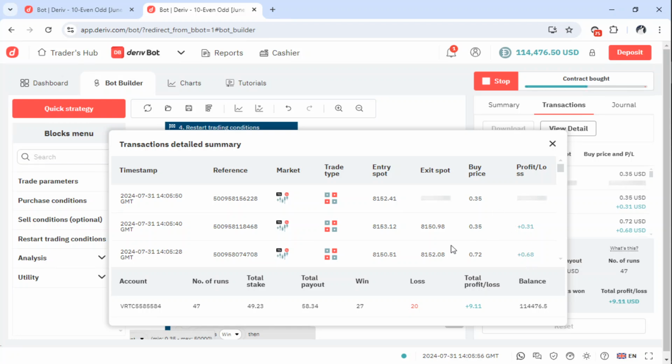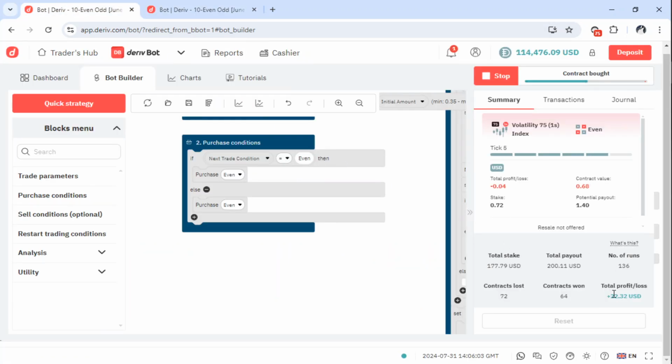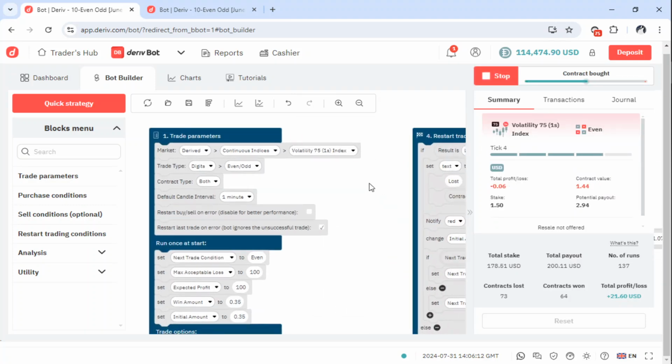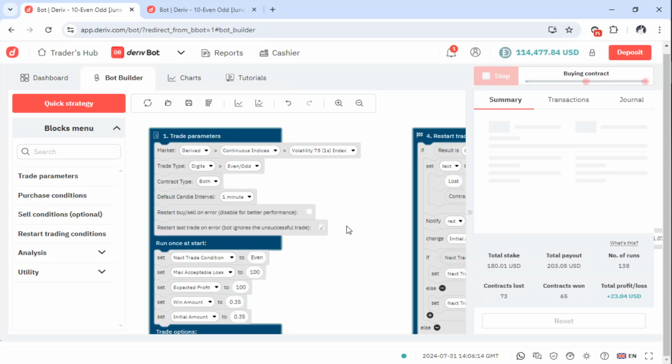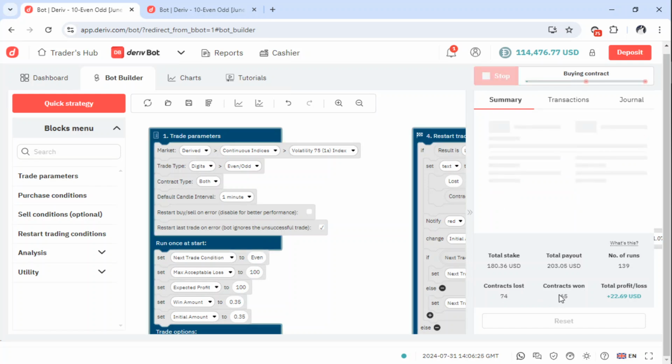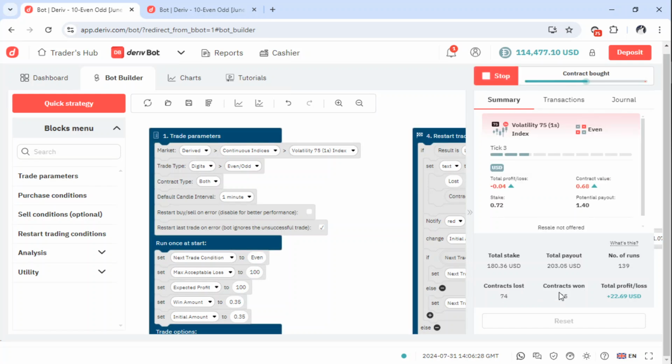That is why when you get some like $10 like this, you need to vacate the market and immediately collect your money. Now after stress testing this one, the same bot, everything is the same. You can see still running on the same conditions. We have 133 runs, 73 or 74 losses, and won 65. The amount of money in profit is $22.